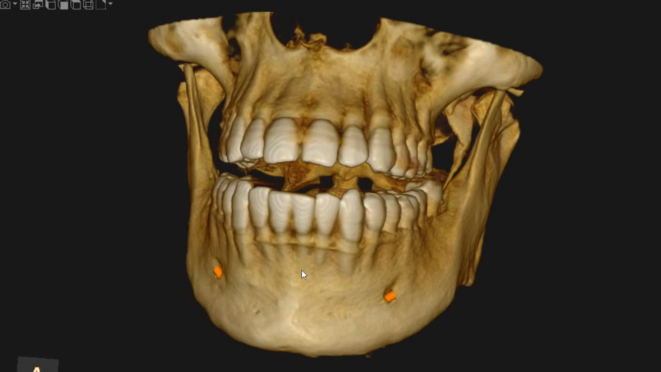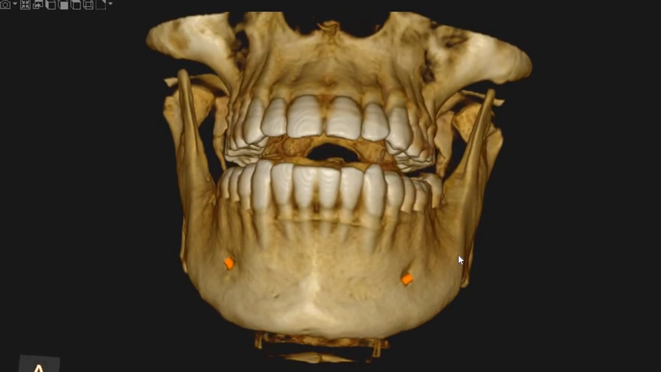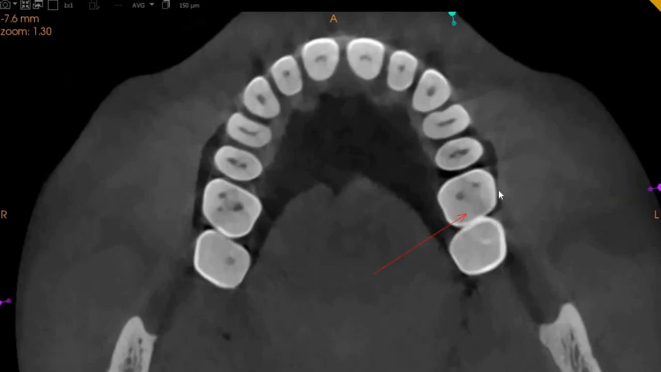This is the CBCT of the patient you had requested. The area of interest is the upper right 6 and 7. For fracture, upper right 6 is on both sides of fracture evaluation. On the axial view, now we're looking at the upper left 6.